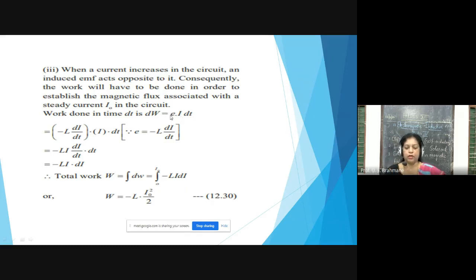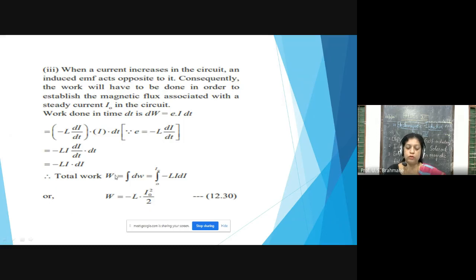Now for E, you write it from the above equation, E is equal to minus L di upon dt. So dW is equal to minus L di upon dt times I times dt. Here I is a variable, so we have Li di by dt dt. The dt gets cancelled, so what remains is minus Li di.